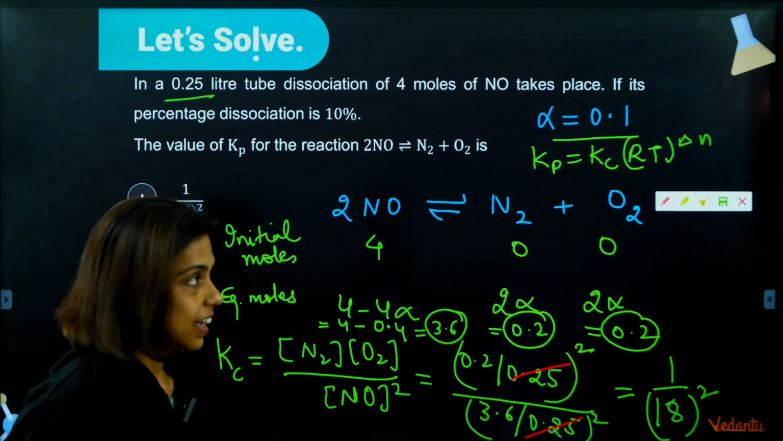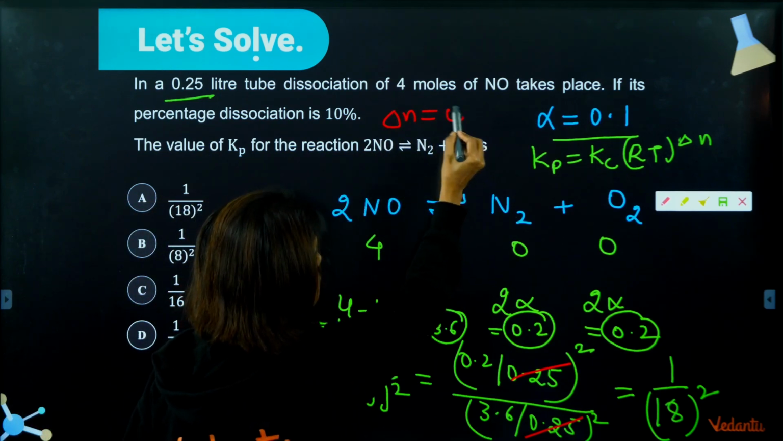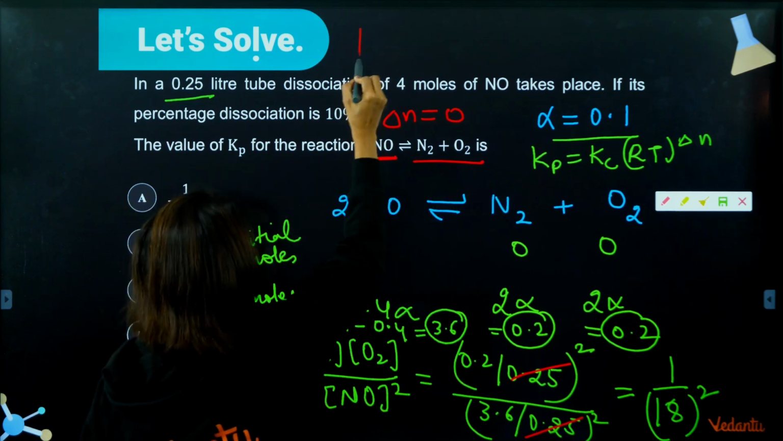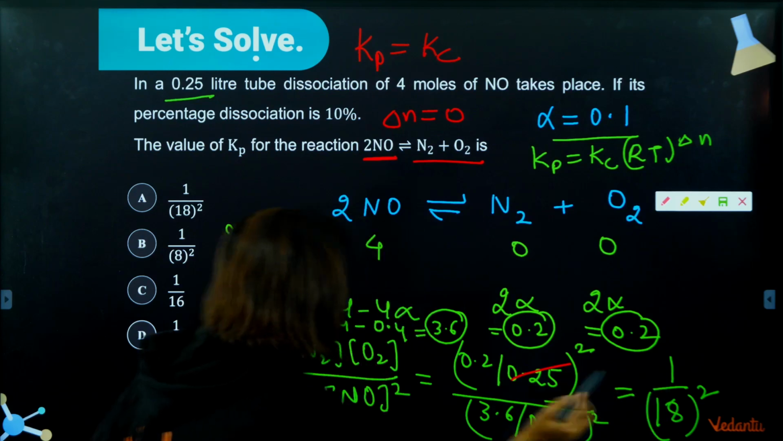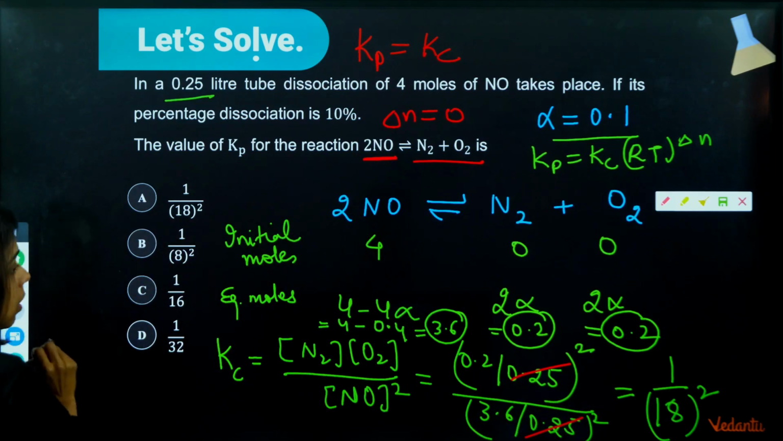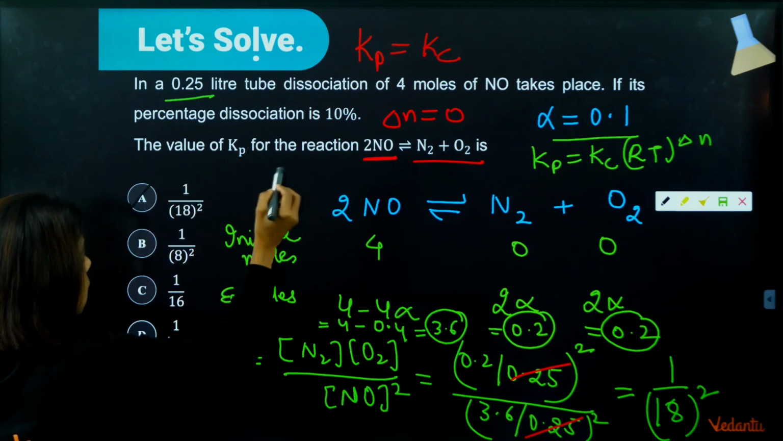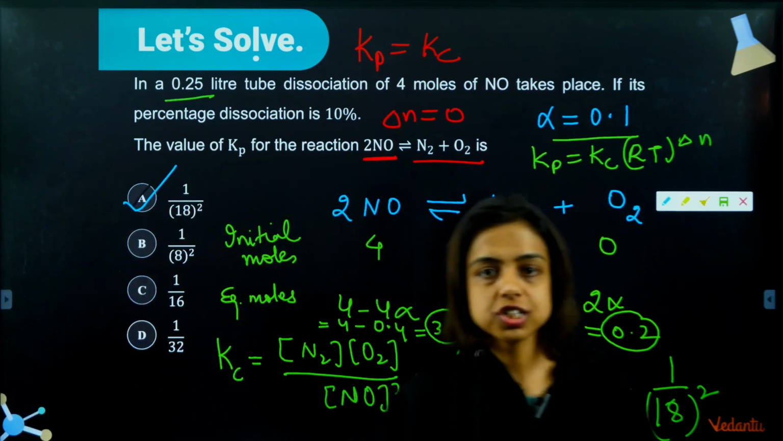This is Kc. Now the interesting part is delta N for this reaction is 0, because gaseous moles on the reactant side is 2, and the product side is also 2. So जो भी value Kp की आ रही है वही Kc की होगी. Means if Kc is 1 by 18 square, then your Kp is also the same. Kp equals Kc because delta N is 0. No change in gaseous moles, right?